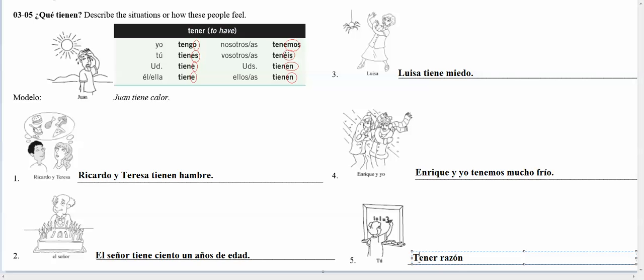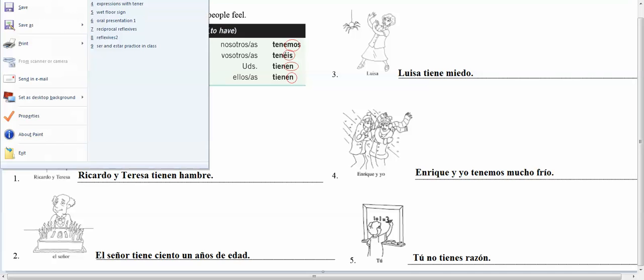Tú tener razón. Well, but if you said 1 and 1 are 3, you're not right. So all you want to do is put a no in front of your tener. Tú no tener razón. And then we want our tener to match up with tú, so it should change to tienes. So tú no tienes razón. Okay, so let's see if there's some more practice.